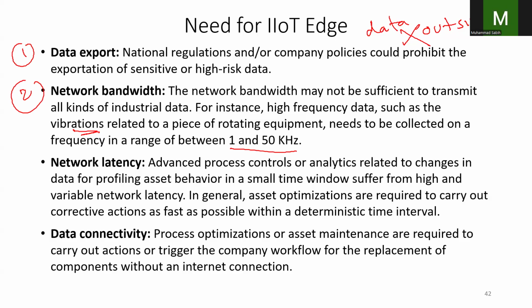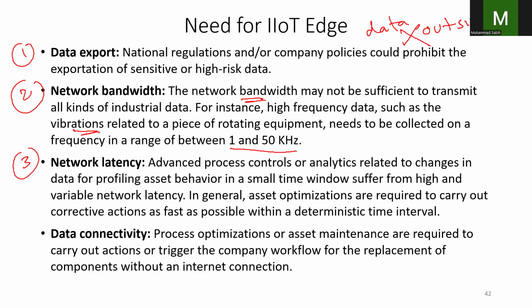So if we try to send this data to the cloud, it will overwhelm the network. It will burden the network and consume overall bandwidth. So instead of sending all the data, the edge device can filter, process, or even compress the data before the transmission.